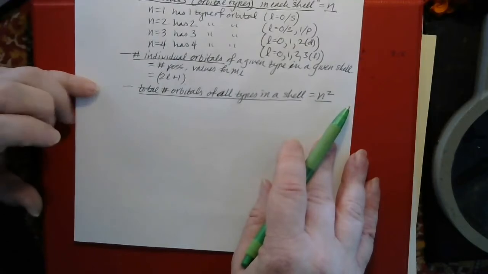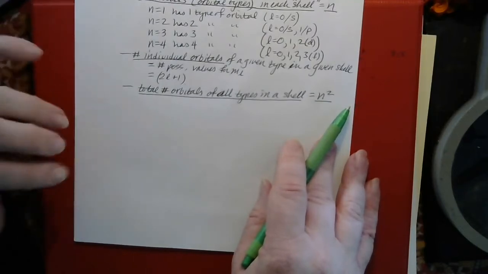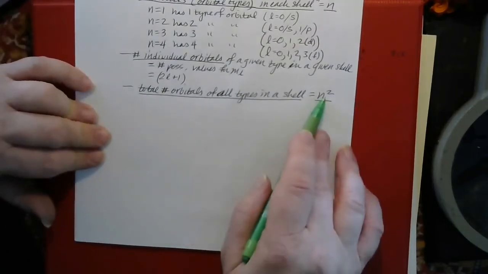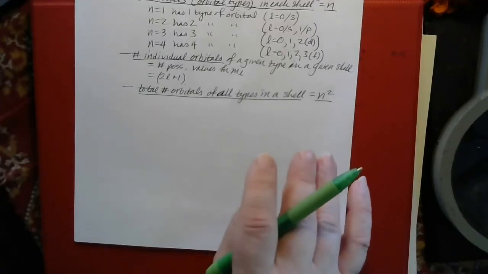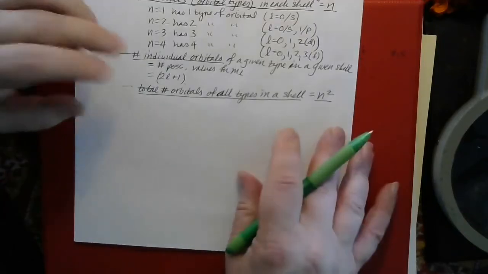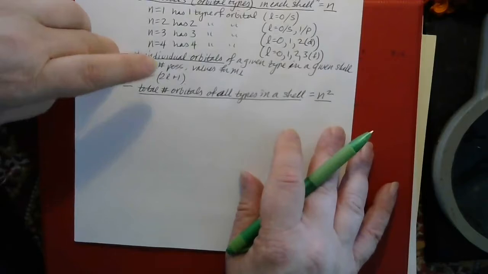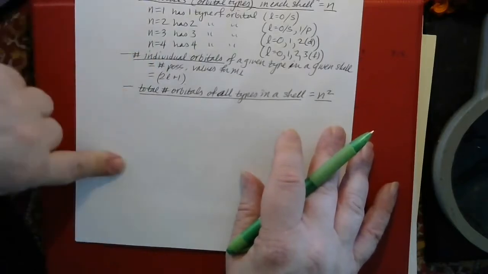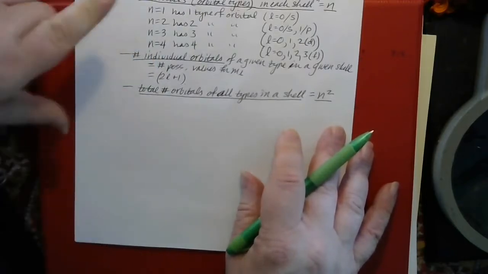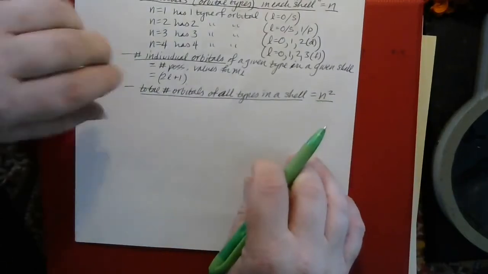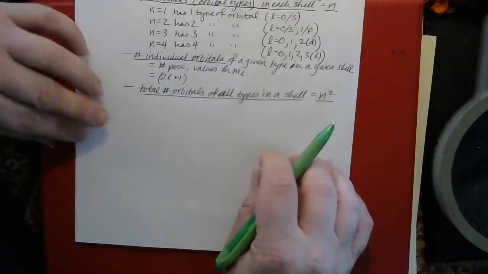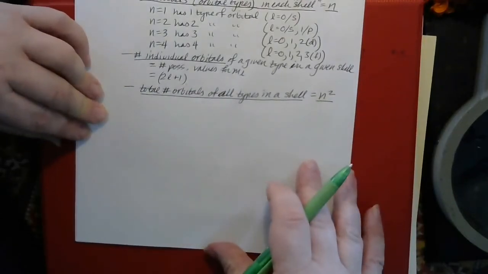There's a single s orbital and 3 p-type orbitals. That's 4 altogether. 2 squared is 4. For shell number 3, there are 9 orbitals altogether. There's the single s orbital, 3 p-type orbitals, and 5 d-type orbitals. Altogether, that's 9. Well, 3 squared is 9. So you can actually tell without actually having to write out the possibilities.